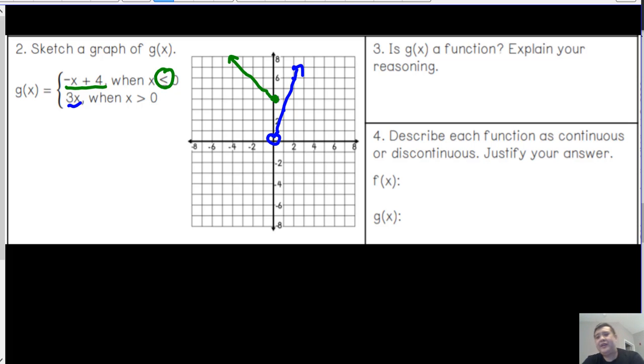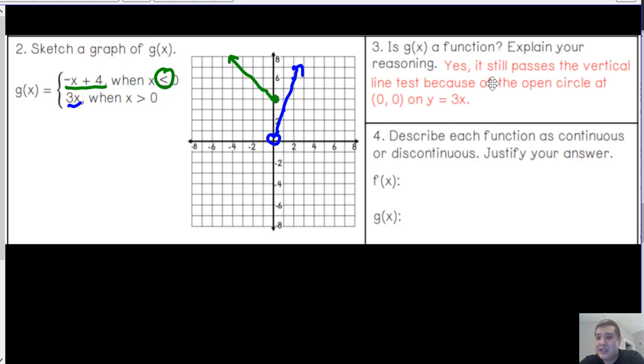It says, is g of x a function? Explain your reasoning. Here we can see that if we use the vertical line test, remember that tells us that for every single x value, there's one and only one y value. There is no overlap. Right here, you might think there's an overlap, but this is an open circle, just like when we're graphing inequalities on a number line. So the only point here is (0, 4), and there's no point here at (0, 0). So therefore, yes, it is a function. It passes the vertical line test.